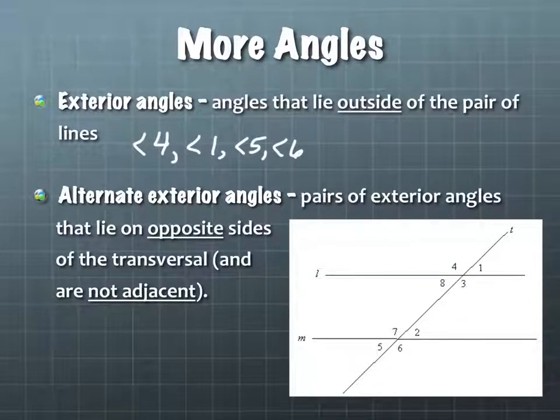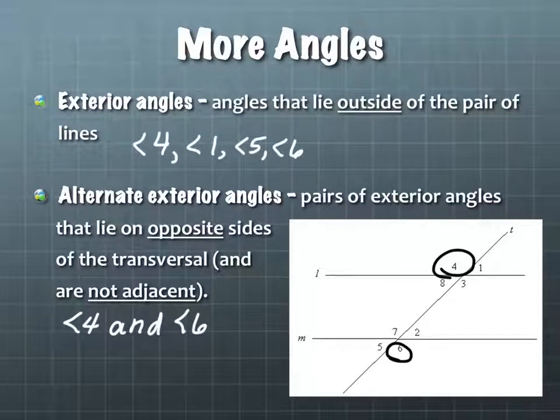And we can talk about them just like we did alternate interior angles. We have alternate exterior angles. They're on the outside and they're opposite. So if I start with angle 4, what is the angle that is the alternate exterior angle to 4? It would be 6. It's on the other side of the transversal and on the outside of the 2 lines L and M. So angle 4 and angle 6. What's the other pair in this diagram? Angle 1 and angle 5. Very good.